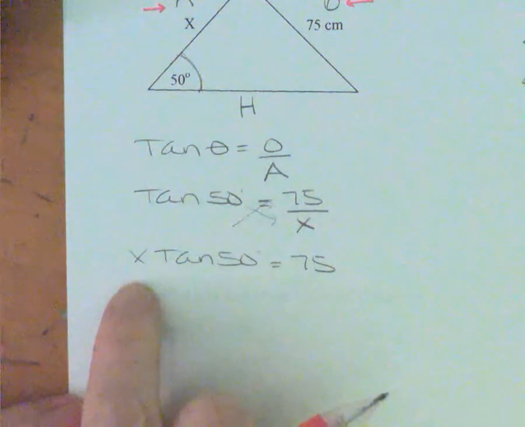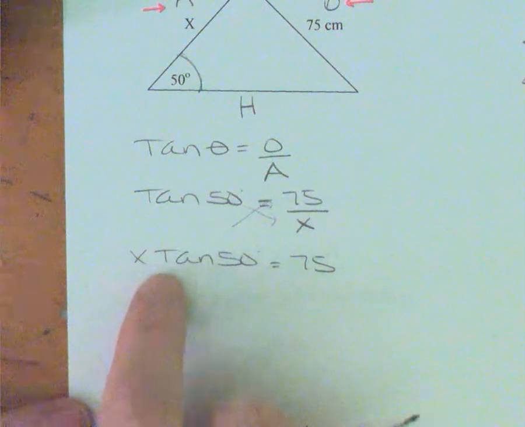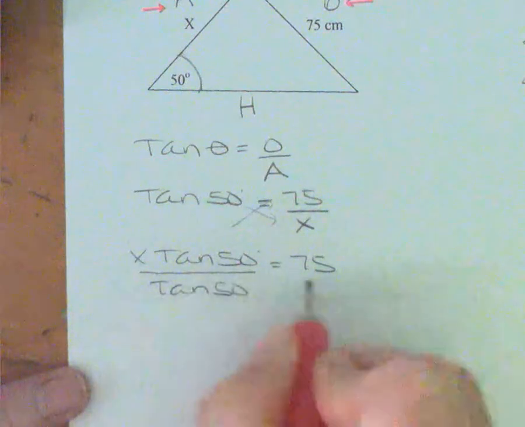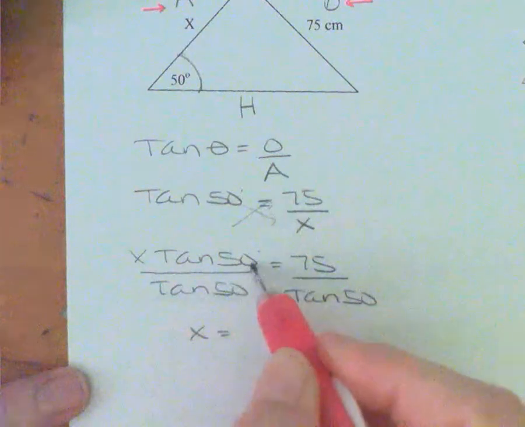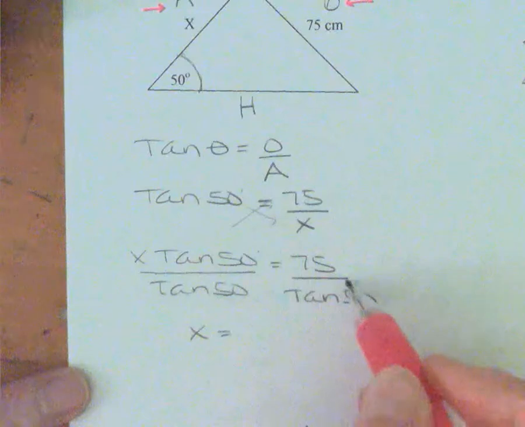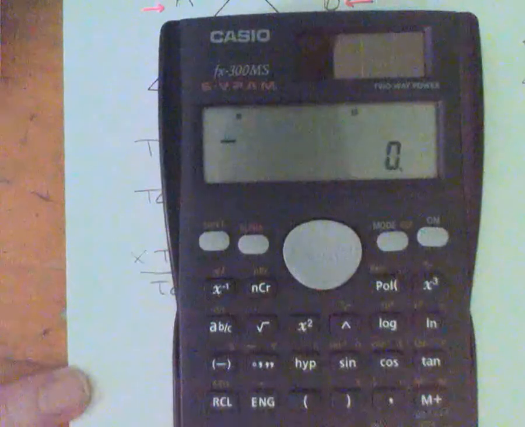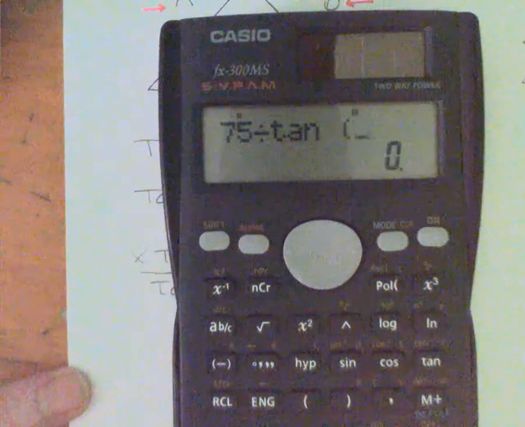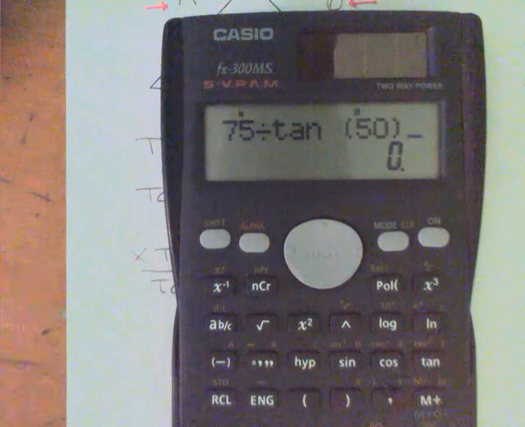I want X to be by itself. So really right now, this is X times tan 50, so I want to get rid of this tan 50, so I'm going to divide both sides by tan 50. So this will cancel out with this, leaving me with X. And now I can do 75 divided by tan 50. So I'm going to grab my calculator. And I'm going to do 75 divided by tan bracket 50, close bracket. That's the other way to do it. Your calculator will also do it this way and not putting in the extra bracket.